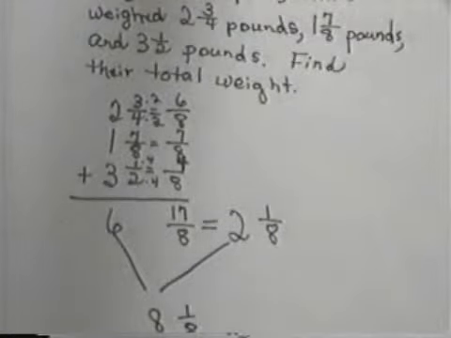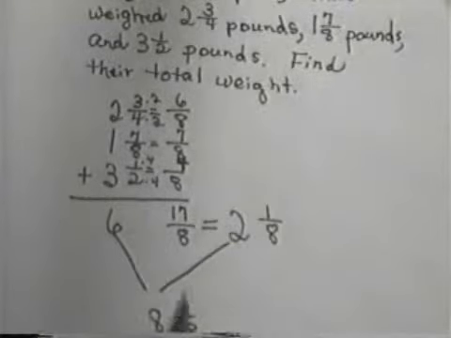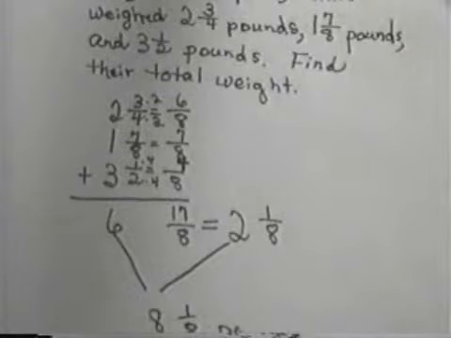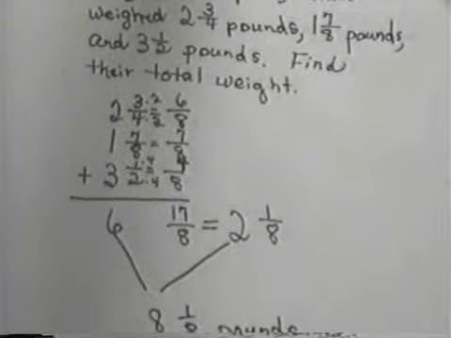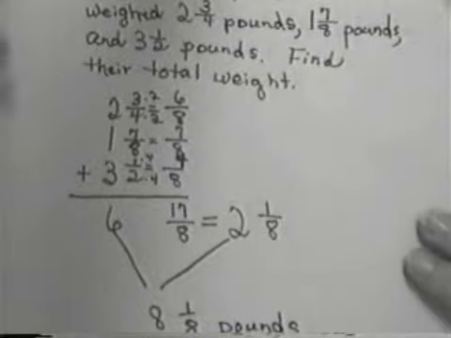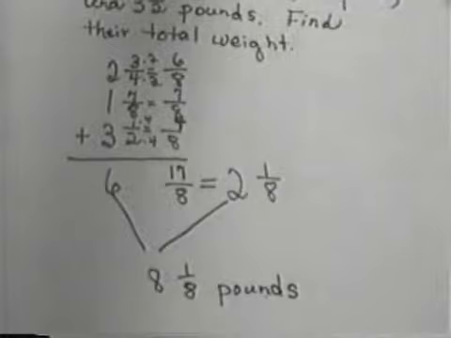And we need to put the unit of measurement with it. We're finding the total weight, and their weights were in pounds, so we have 8 and 1/8 pounds. That's the total. Oh, we can't see that, can we? So let's move it up a little bit. We have 8 and 1/8 pounds. That's the total that the triplets weigh.